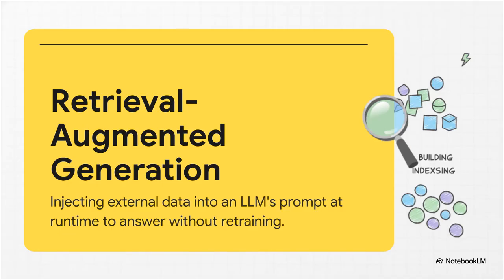Okay, let's dive into this. The industry's elegant solution to this amnesia problem is Retrieval-Augmented Generation, or RAG. Instead of burning millions of dollars retraining a model, which, let's be honest, is incredibly slow and expensive, we just fetch the exact relevant information and inject it directly into the model's prompt right at runtime. The model then synthesizes that retrieved context into a perfect, up-to-date answer.